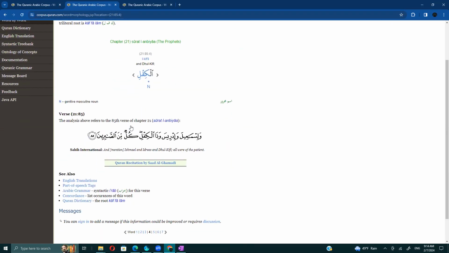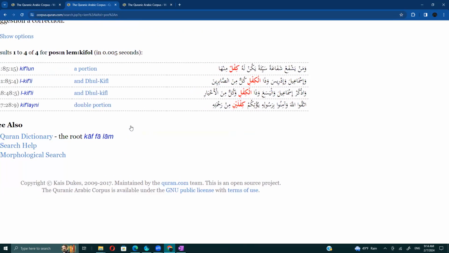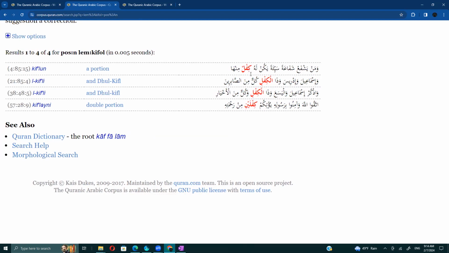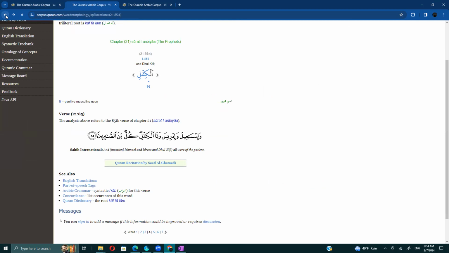Munsarif. Totally. It has always come as Kiflun, like a portion, but Dhul Kifl has always come with Kasra, right? Dhul Kifli, because it's mudaf ilayh. Yeah, because it's a name, right? Because the name of Dhul Kifl itself is like that.